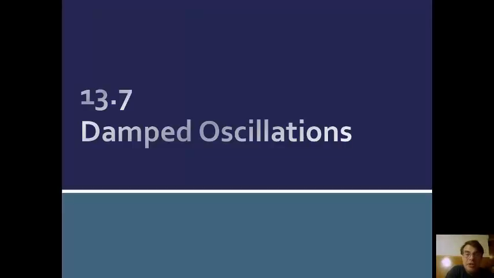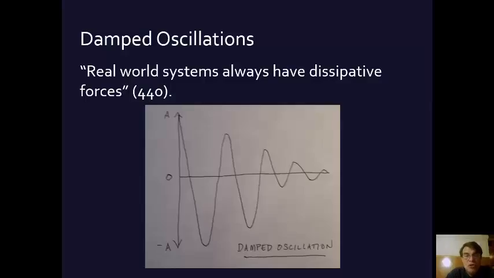Hi, section 13.7 of Young and Freedman's University Physics is about damped oscillations. There's a lot in this section that, frankly, is third semester, actually fourth semester calculus, differential equations. So there are some things in this chapter that I think might fit some of the critiques of Young and Freedman, although I'm glad it's there.